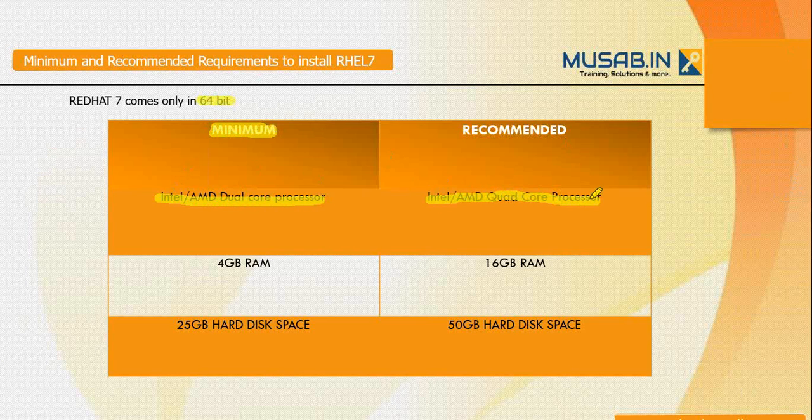When it comes to RAM, the RAM requirement is very high when it comes to Red Hat 7. Red Hat 7 says that at least you should have 4 GB of RAM to install the Red Hat OS. And for good results, you should go for 16 GB RAM. That's too high a RAM requirement that they are asking.